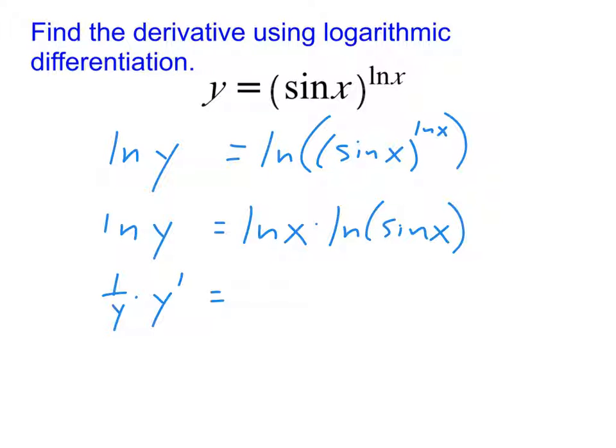So product rule, first derivative of natural log of x is 1 over x, and that is times the original other part, so ln sine x, plus, now in this case, the natural log of x stays the same, and I do the derivative of the natural log of sine x, and so that's going to be 1 over sine x. That takes care of the derivative of the natural log. But because it's the natural log of a function, I now need to use chain rule, multiply it by the derivative of that function, which is cosine of x.